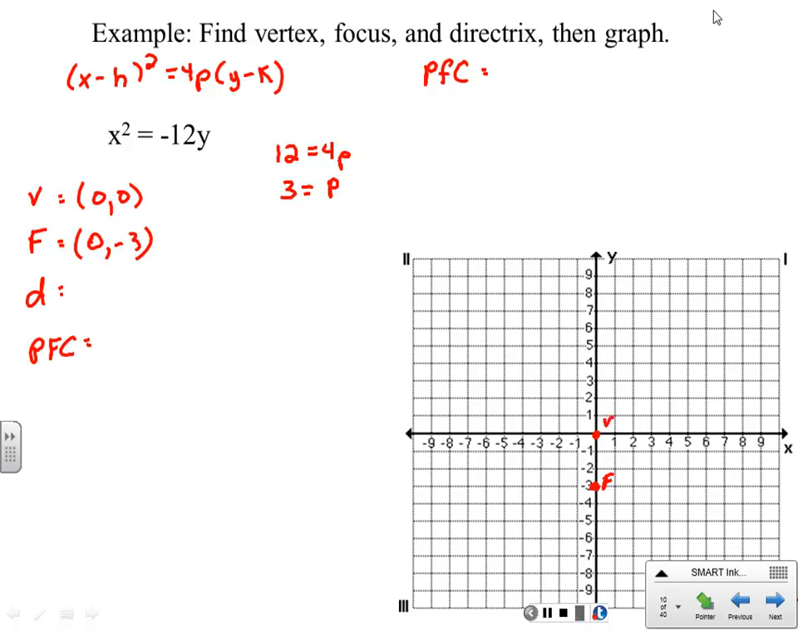And your directrix is what? Is it an ordered pair or a line? It is a line. So here's your directrix. Infinitely many, in fact. What is the equation of this line? So you got the directrix.